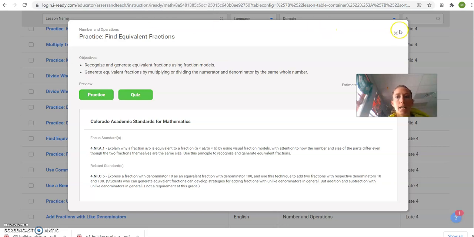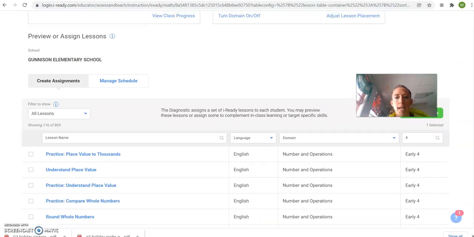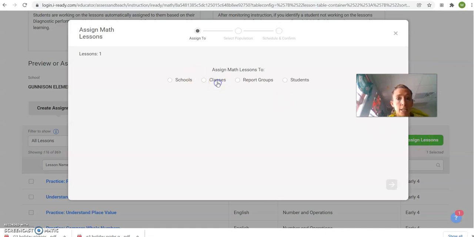And then to assign it to them, I'm going to go ahead and click this box, scroll back up, assign the lessons, and I could assign it to my class and click next, find my class, assign it. And it'll come right up when iReady pops up for them. They're going to see their own side, which iReady figures out what they could be working on based on their diagnostic.